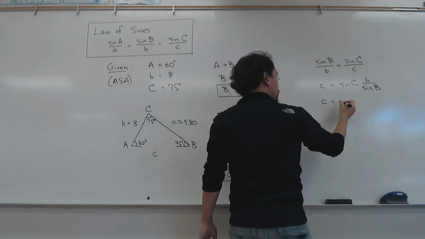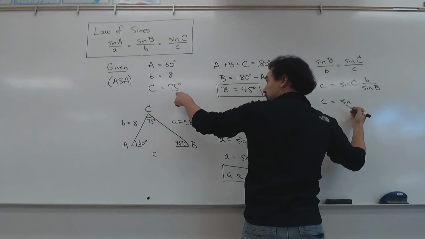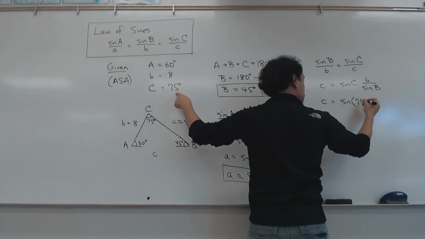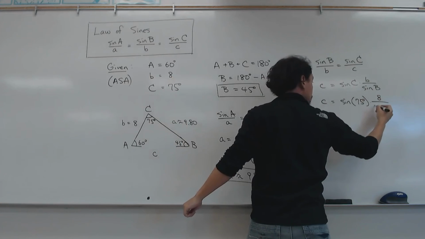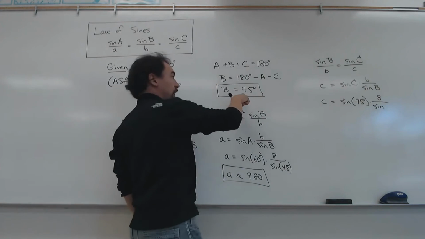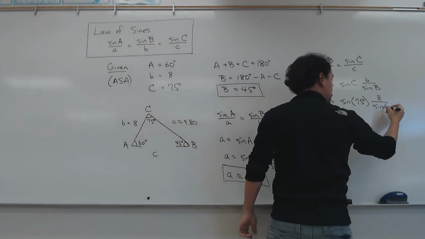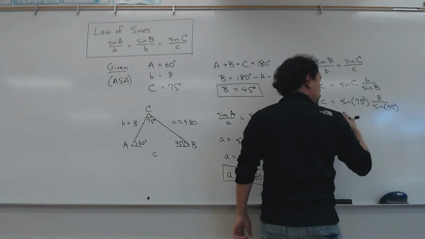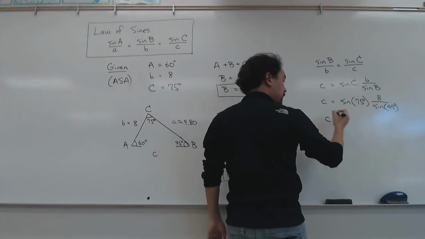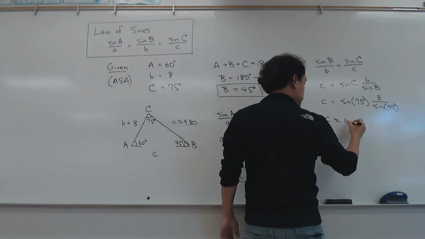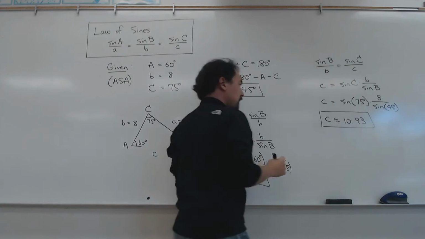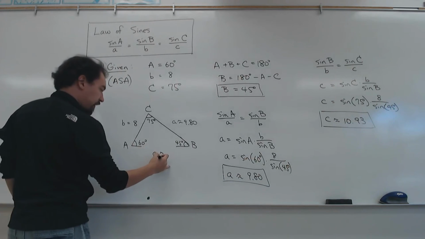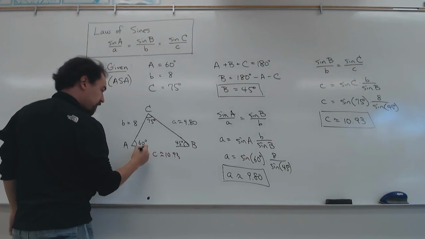Now, we plug it in, sine of, the angle C is 75 degrees, lowercase b is 8. And capital B, we found that earlier, is 45 degrees. We plug that into a calculator and we get an approximation, 10.93. So there it is. Our final side is approximately 10.93.